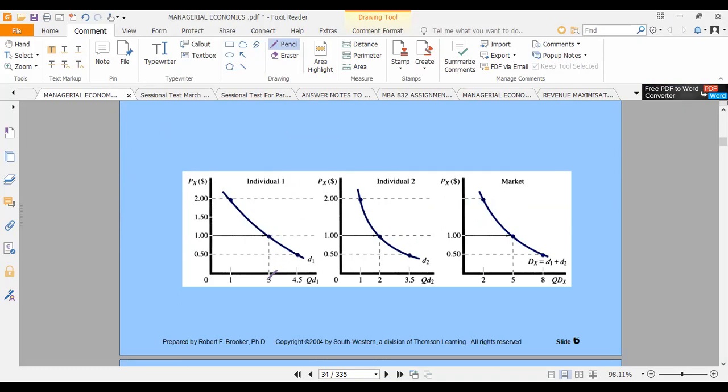At 3 units, at one quarter price, and at 2 units, 1/4 price. When you combine these two, you're going to add the 2 and the 3 to form our market demand of 5 at the same equilibrium market price. So Dx for the market is simply adding demand 1 plus demand 2. That is how we derive the market demand equation.